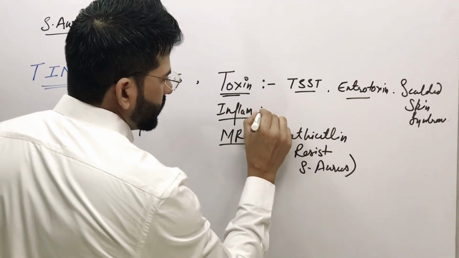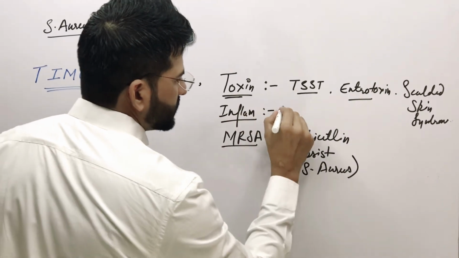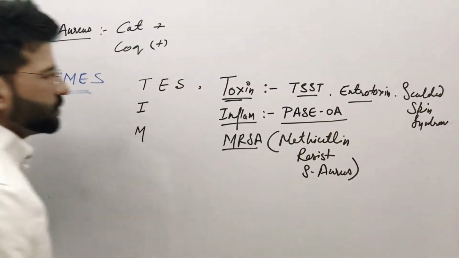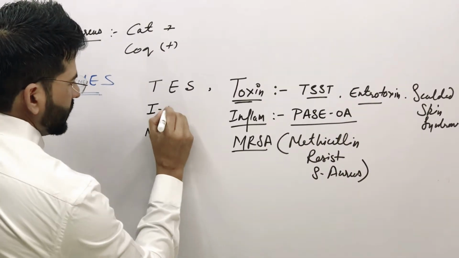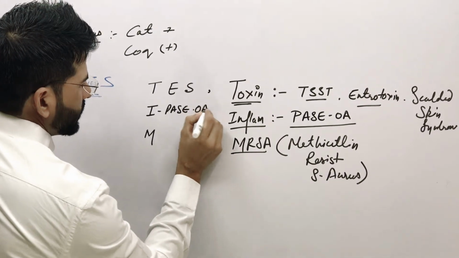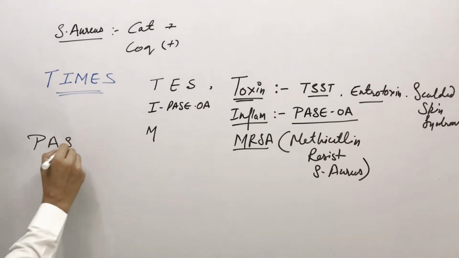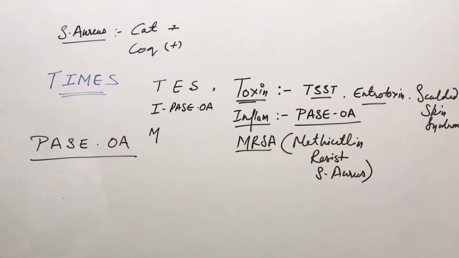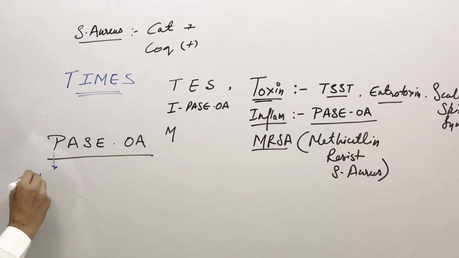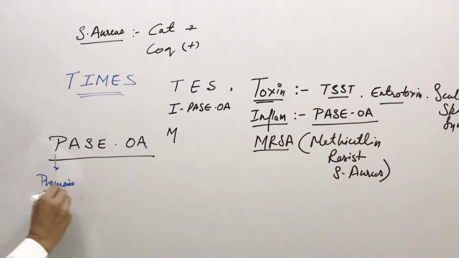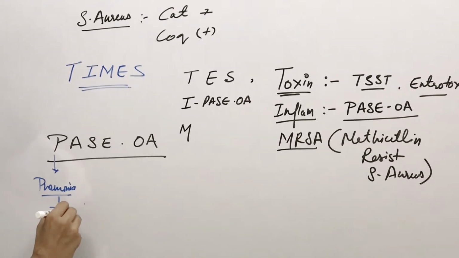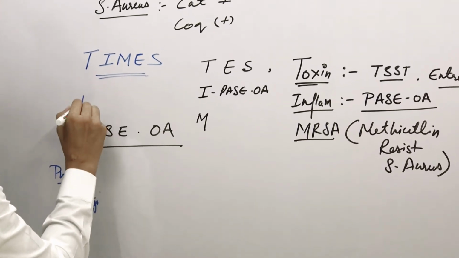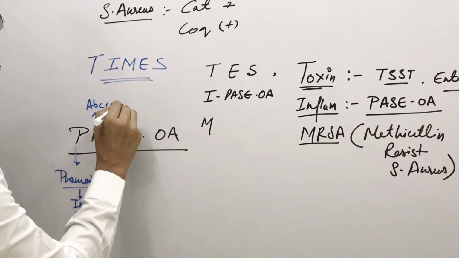Inflammatory, what inflammatory disorders is it causing? To remember the inflammatory causes, remember PACE OA. What is PACE OA now? The inflammatory causes are PACE OA. And what does PACE OA stand for? P: Staph aureus causes pneumonia, especially in individuals suffering with the infection of influenza. A is for abscess, abscess in organs.